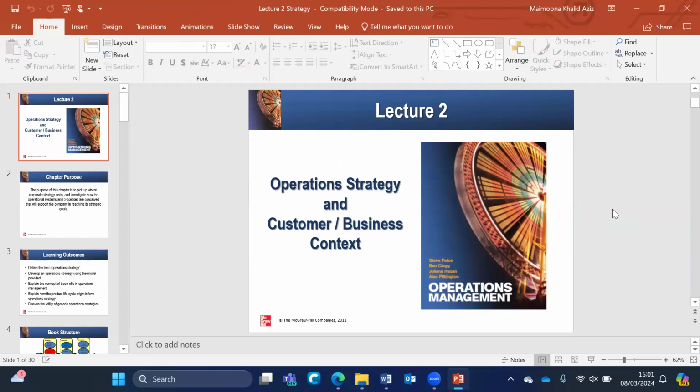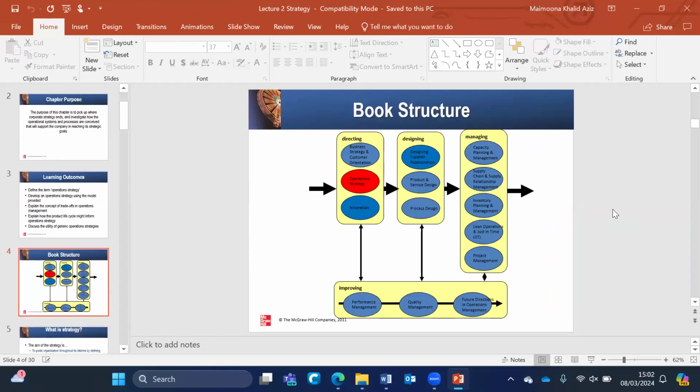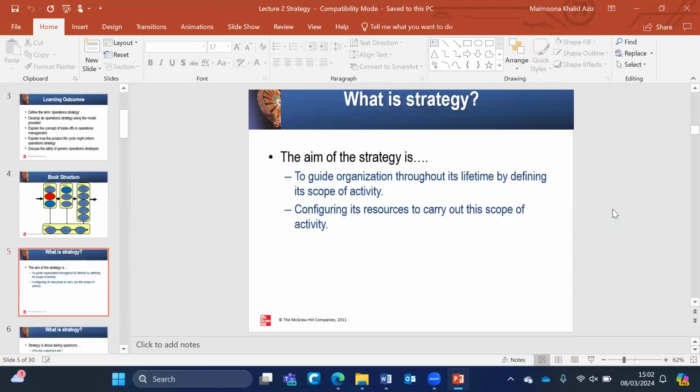The chapter that we are looking at today is called Operations Strategy and Business Context. Now, in this chapter, we're going to talk a lot more about strategy, how it's formed, and what the different levels are. As you saw, the first chapter that we did was business strategy and customer orientation, and today we're going to talk about operations strategy to complete that.